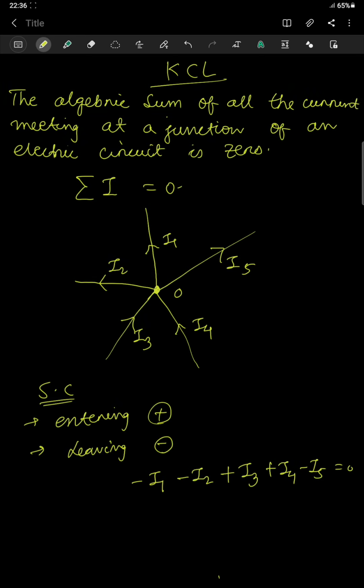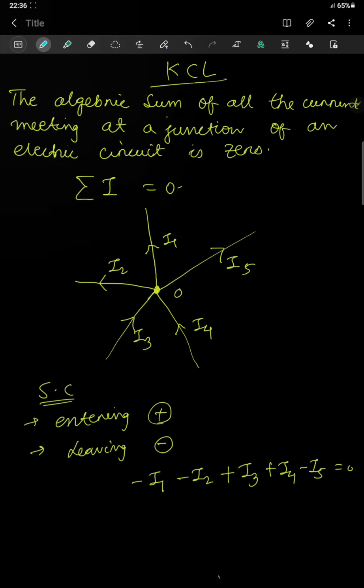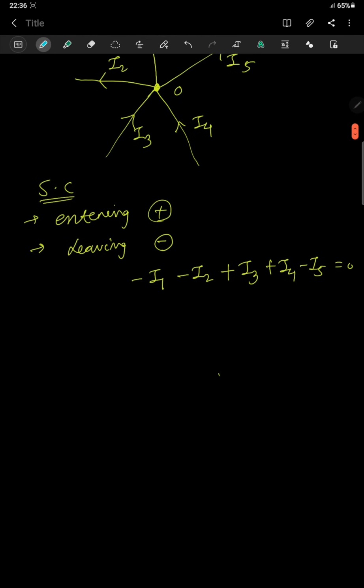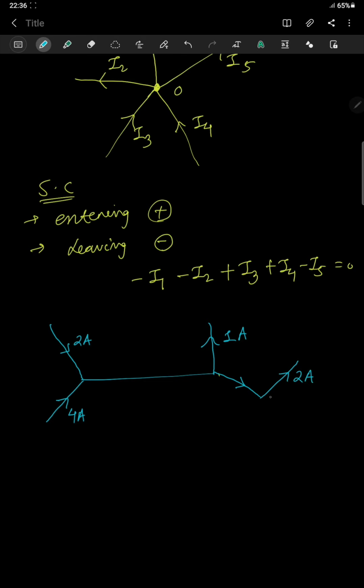Let us see an example so that we can be clear. Suppose I see a current of 2 ampere entering here, and 4 ampere entering here. After that, from here the current is 1 ampere. Here I don't know how much. Here it is 2 ampere in this branch, and here the current is I. We are asked to find the value of I.